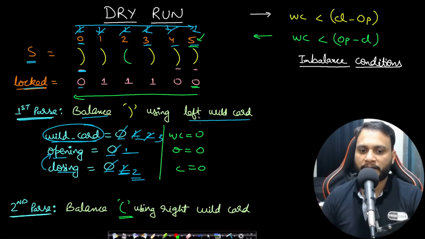Here I have a wildcard. So the wildcard count will increase by 1. At 4 we have a wildcard. So the wildcard counter will increase by 1. Then I have a closing bracket.